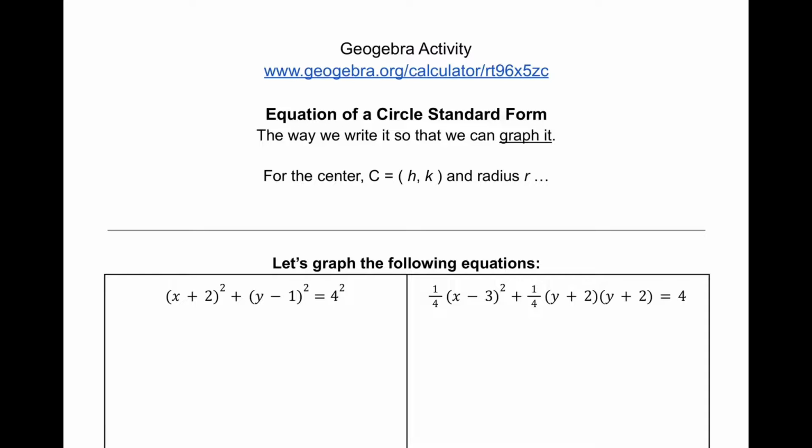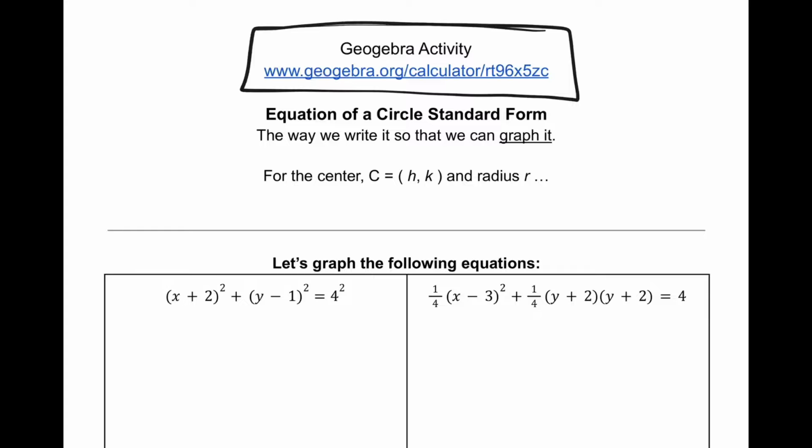If you go to your browser and type this in, it'll take you to an activity that'll show you exactly what I'm doing on GeoGebra. You can click and move stuff around to see what's happening. All we're basically going to get is this.